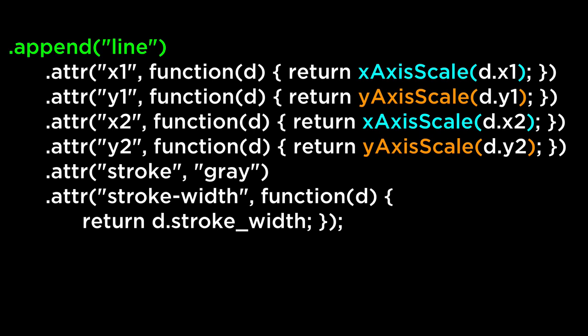Which means that when we are zoomed in, the points will appear farther apart than before. And when we are zoomed out, the points will appear much closer together than before. So when we draw the initial line, this is the code that we will use.